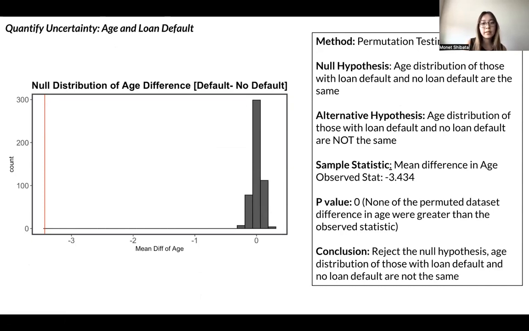And we found that the observed statistic, the mean difference in age, is -3.4, and the p-value of 0, which helps us conclude that the age distribution for those who did default and did not are not the same.